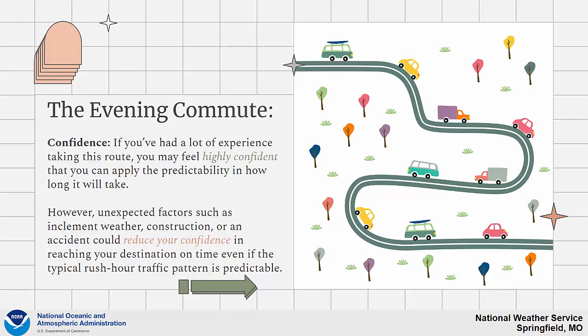Let's jump to the confidence portion of the evening commute. If you've had a lot of experience taking this route, you may feel highly confident that you can apply the predictability and how long it'll take. Though unexpected factors such as inclement weather, construction, or an accident could reduce your confidence in reaching your destination on time, even if the typical rush hour traffic pattern is predictable. So this is just an everyday scenario that gets you thinking of predictability, chances, odds, things like that we think about almost every day here at the Weather Service.